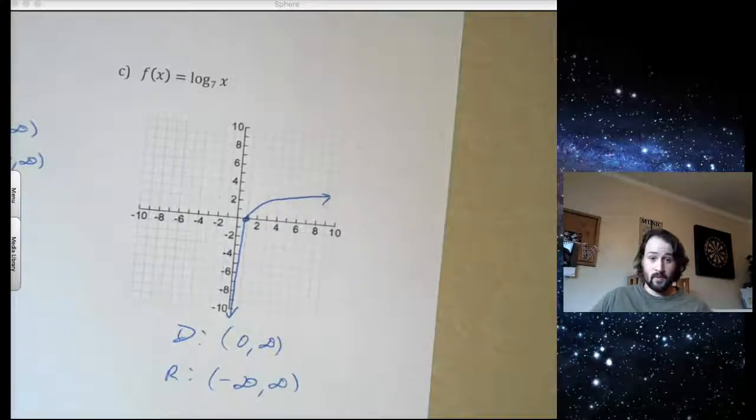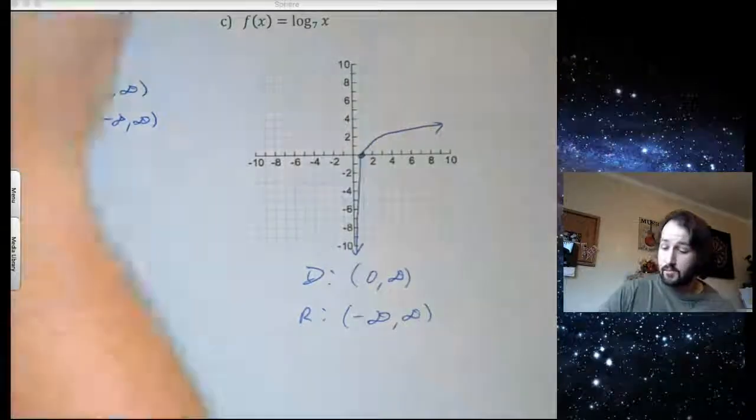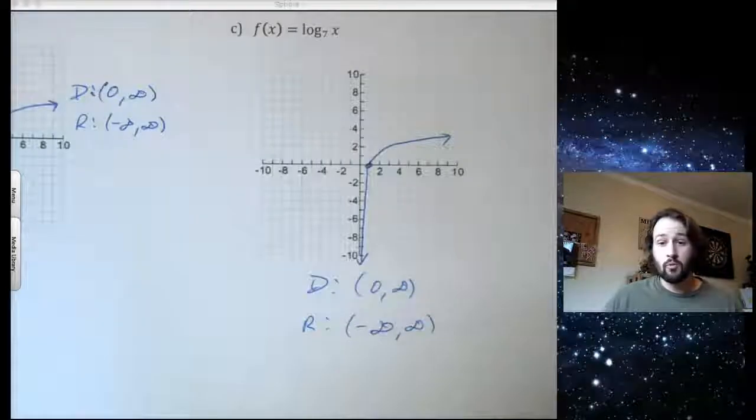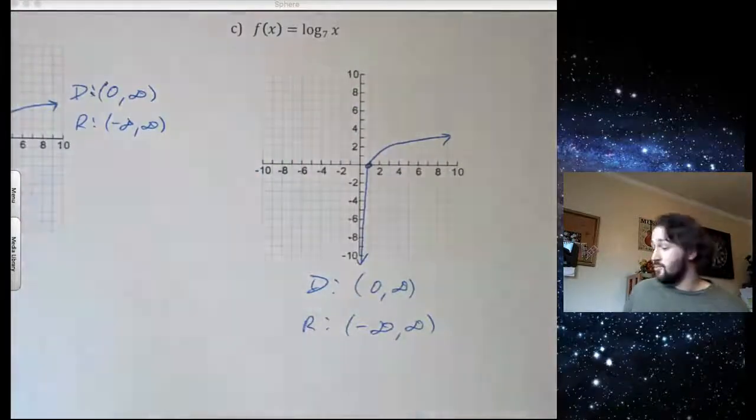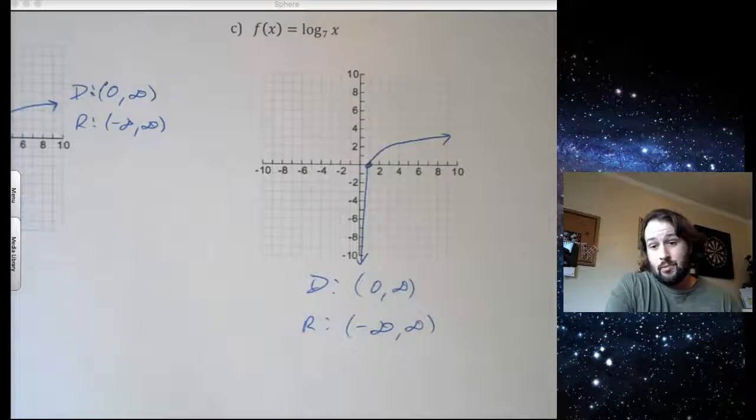I hope this was helpful. We're going to start messing with moving around logarithmic graphs in the next one, but this one was just about the parent functions. That's really all there is to it.